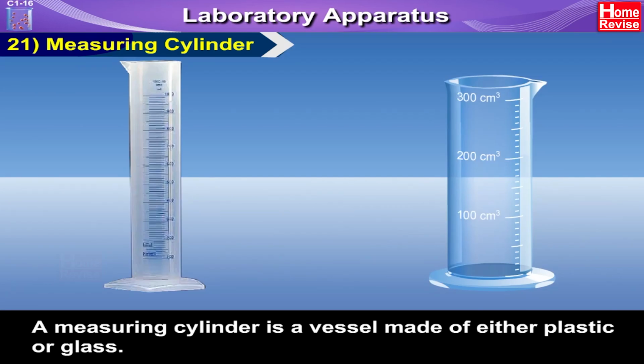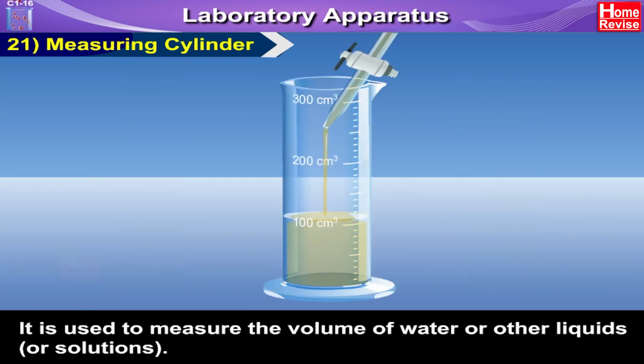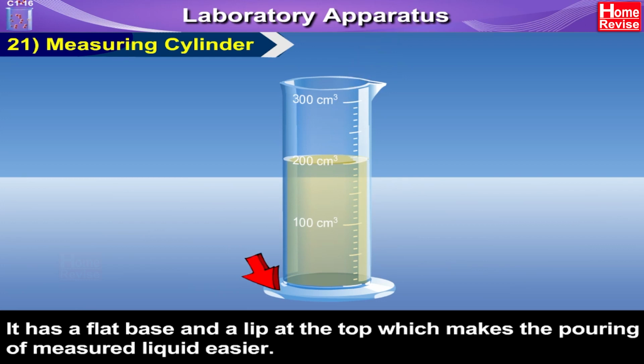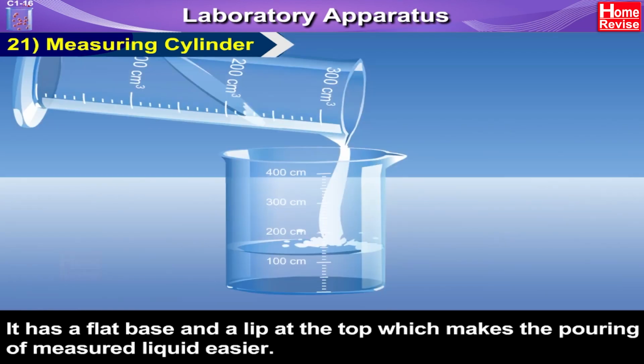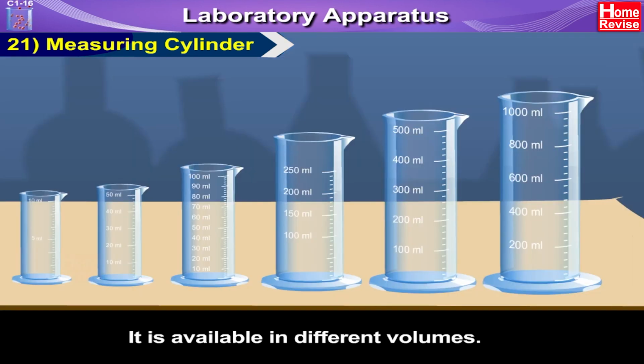21. Measuring cylinder. A measuring cylinder is a vessel made of either plastic or glass. It is used to measure the volume of water or other liquids or solutions. It has a flat base and a lip at the top, which makes the pouring of measured liquid easier. It is available in different volumes.